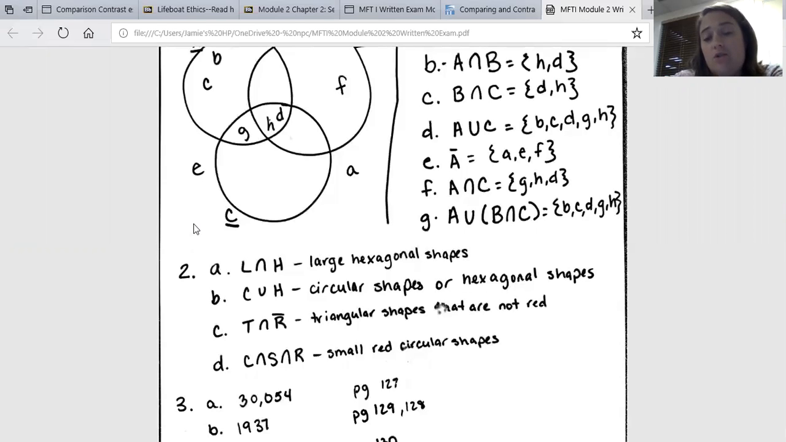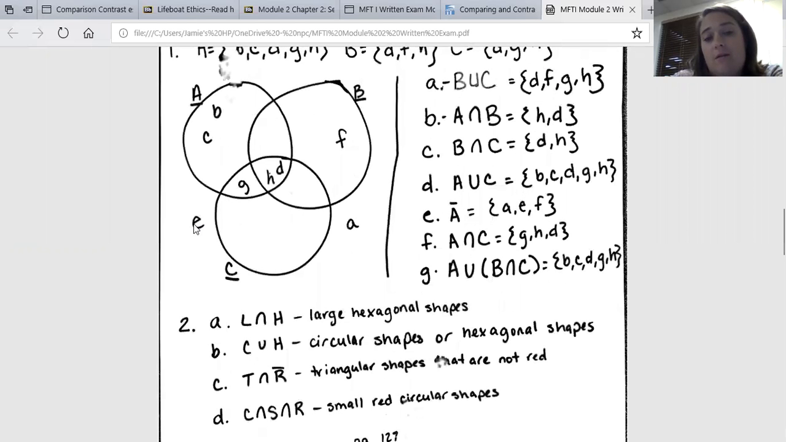And then G is a little tricky. It is A union with whatever is in common with B and C. So what is in common with B and C is H and D, and then whatever is a union of A and what's in common with B and C would be B, C, D, G, and H.